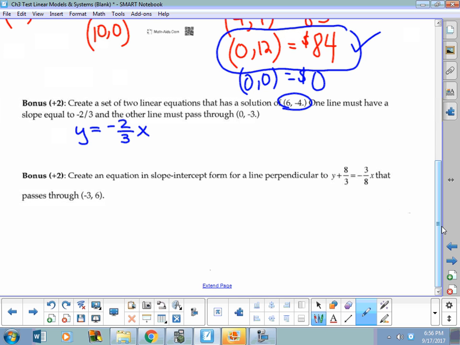Well, if I plug in 6 right here, I'm going to get 6 divided by 3 is like 2. I'm going to get that y is negative 4. I don't need a different y-intercept other than 0. I don't need one. So this would work just the way it is. Awesome. That's one of the lines. It has a slope of negative 2/3, and it goes through this. All right, good. The other line, all it has to do is go through this point and that point.